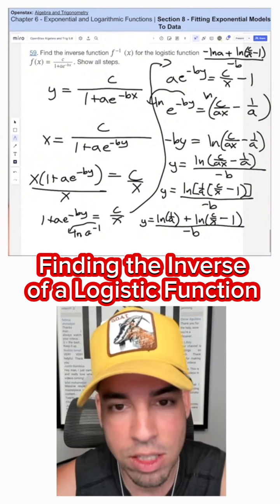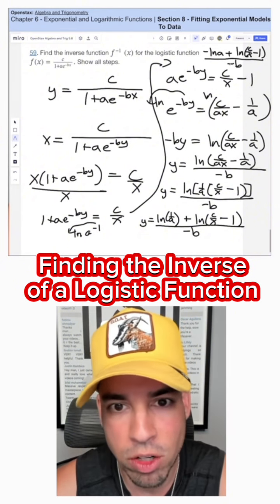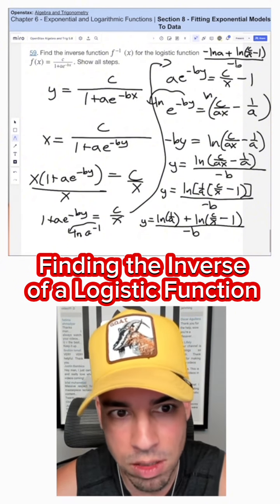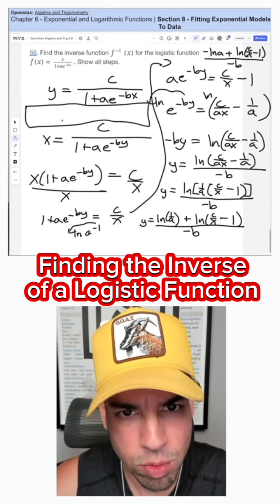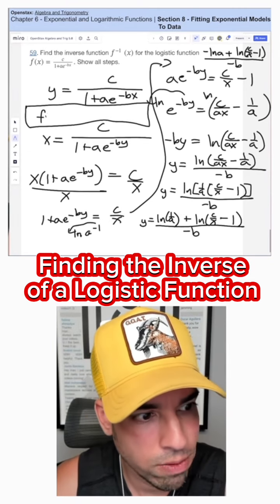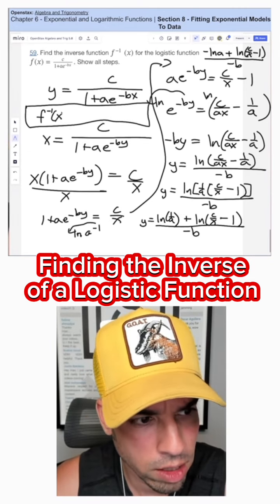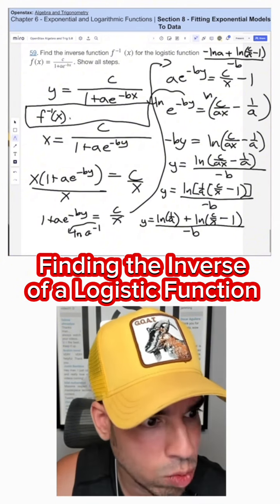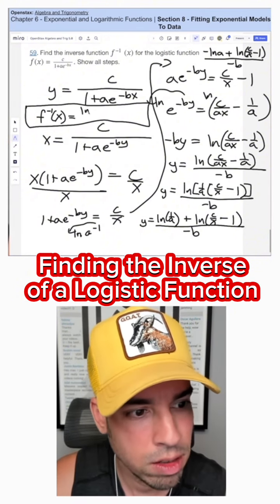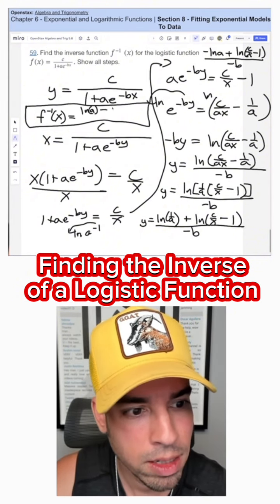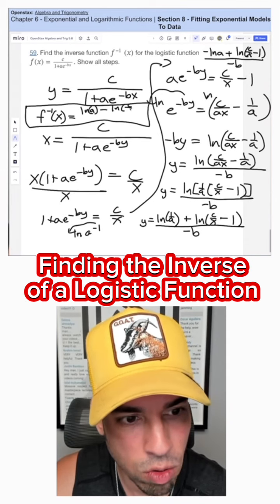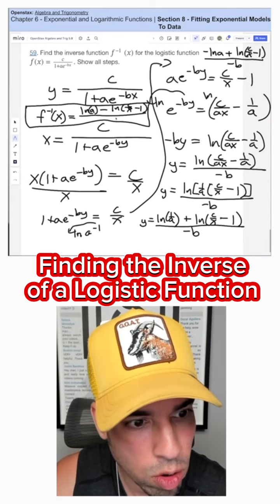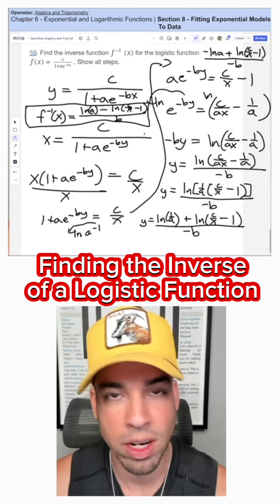And then all they did is they just multiplied everything by negative 1, numerator and denominator. So that flips the signs of each of these. And I'm going to use this little space right here to put in our final answer in function notation. So f inverse of x, or f to the negative 1 of x, equals, and then we got positive ln of a minus ln of c over x minus 1, all over positive b. So that's your answer. Done.